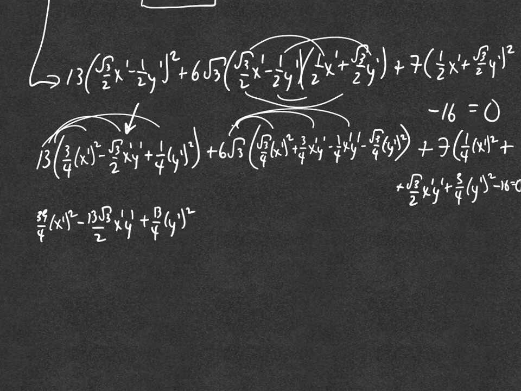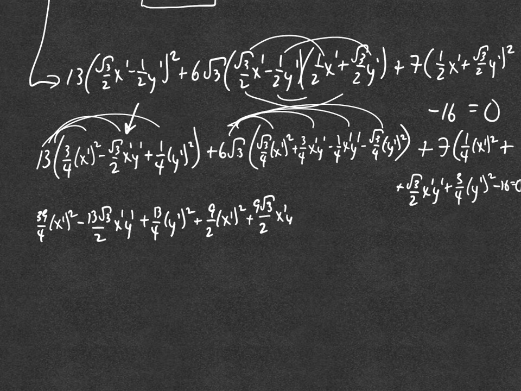Then I've got to distribute 6 square roots of 3 inside. So 6 square roots of 3 times the square root of 3 over 4. Well, the square root of 3 times the square root of 3 is 3, so 6 times 3 is 18. And 18 divided by 4 would be 9/2. Then 6 square roots of 3 times 3/4. I could cancel a 2 top and bottom. So let's see if I canceled a 2 top and bottom. That would leave me with a 2 down in the bottom. And then 3 times 3 is 9 square roots of 3, x prime y prime.